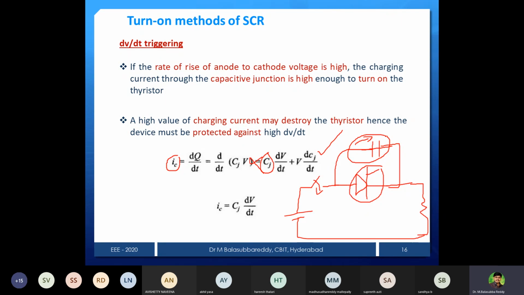Not only that, there is a problem. Once you want to fire the device at any instant, if the capacitor is sufficient to prevent the dV by dt, no doubt in that. But there is a problem while firing the device. Now we can see the capacitor is used to prevent the dV by dt at the moment.